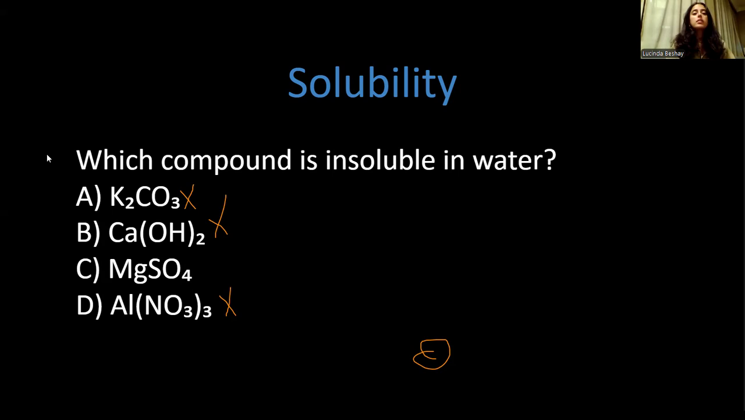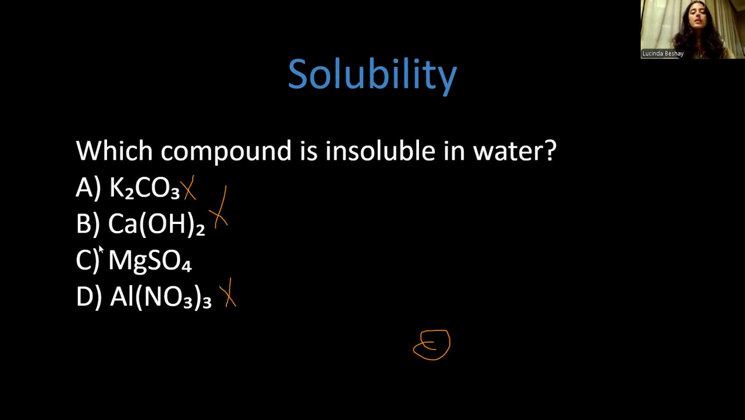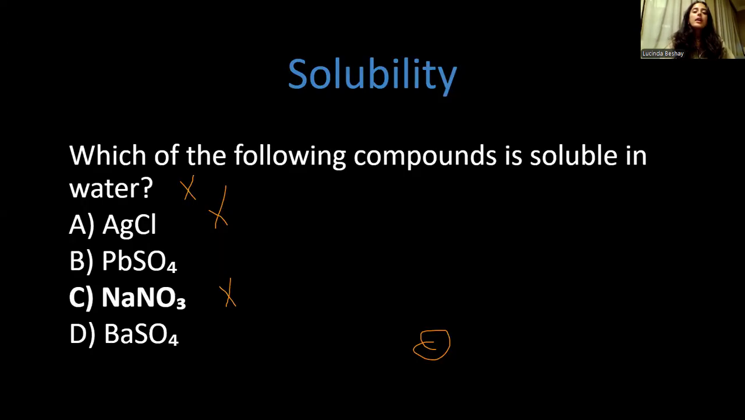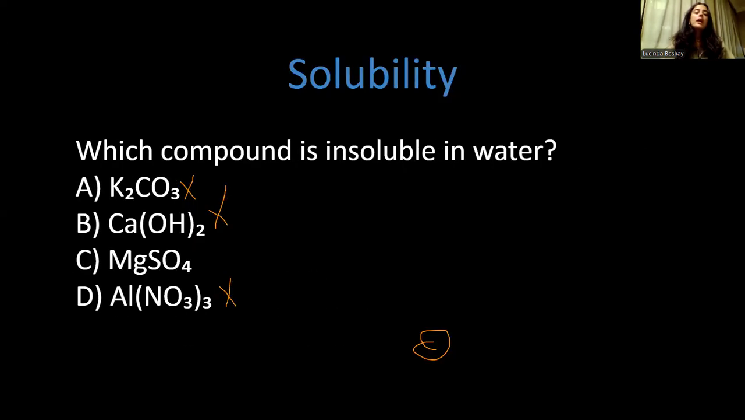So I'm going to go and check the table. Is magnesium sulfate indeed insoluble? Sulfates are naturally very soluble unless they're with calcium, barium, strontium, mercury, lead, and silver. Is Mg one of them that makes it insoluble? No, which means that none of the compounds are insoluble. Okay, none of them are insoluble.